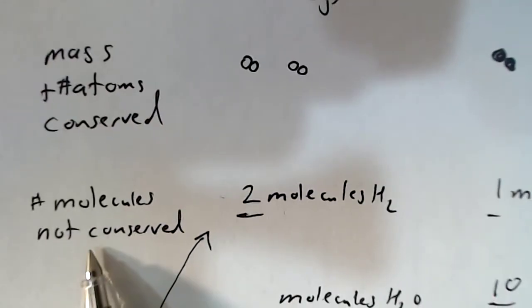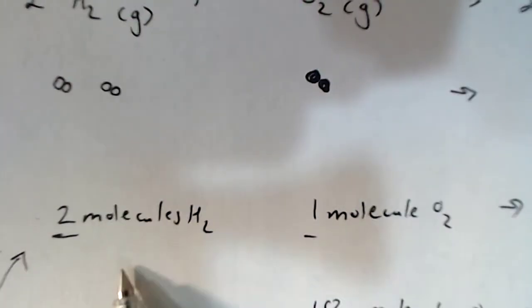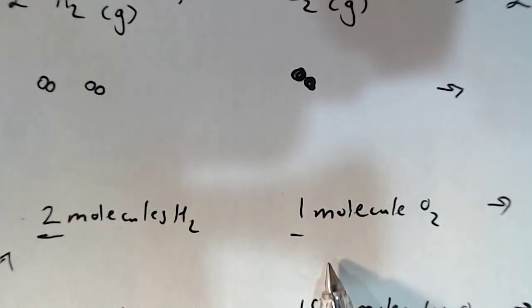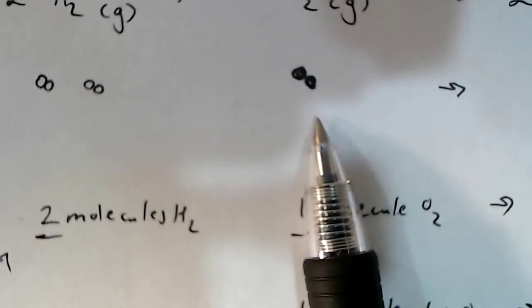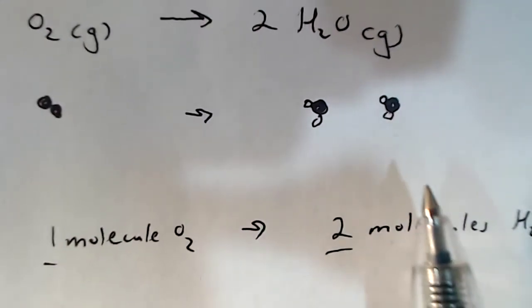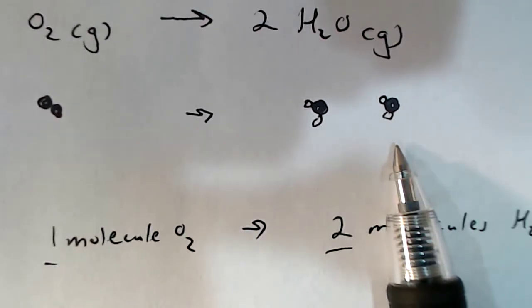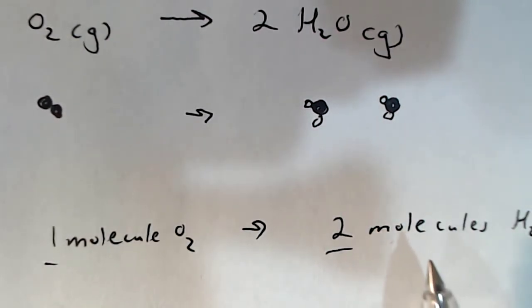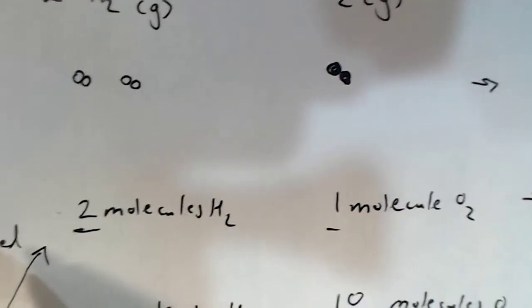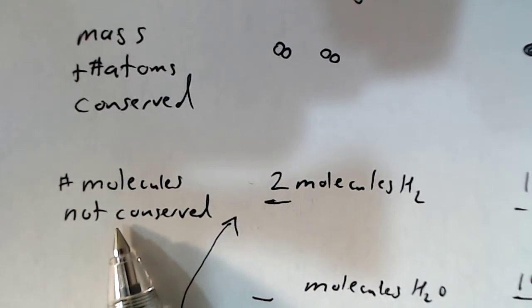But the number of molecules is not always conserved. So we saw here that there were two molecules of hydrogen and one molecule of oxygen, a total of 3 molecules. But at the end of the reaction, there were two molecules. Because the molecules ended up getting bigger, there ended up being fewer of them. So oftentimes there's not a conservation of the number of molecules.